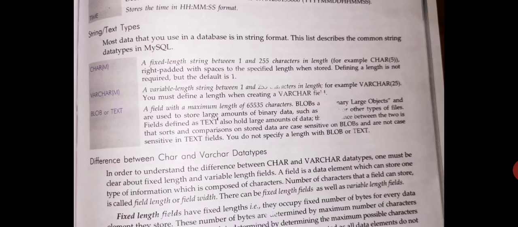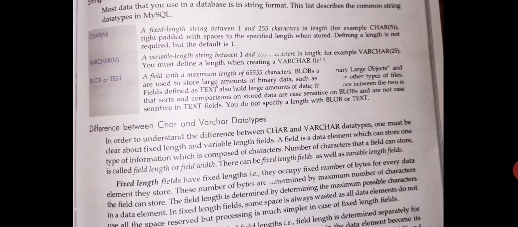Now the difference between char and varchar data types is one of the very important questions, so you must know the difference. Both are for the same purpose, that both are character types, but one must be clear about fixed length and variable length fields. Char stands for character and varchar for variable character. A field is a data element which can store one type of information, composed of characters.